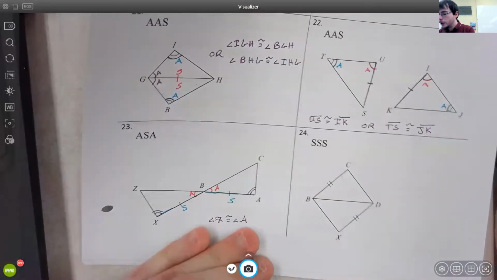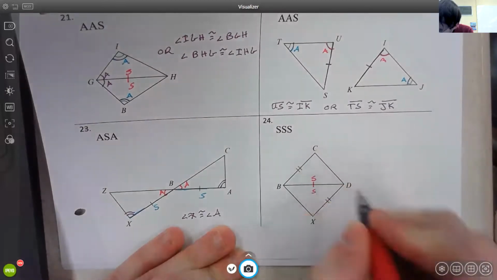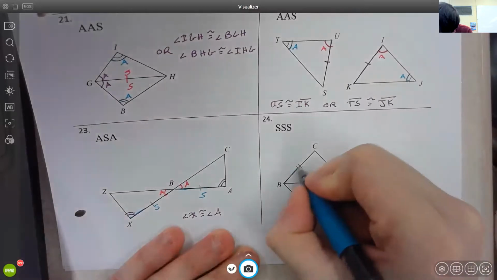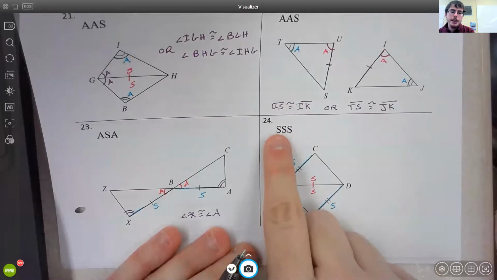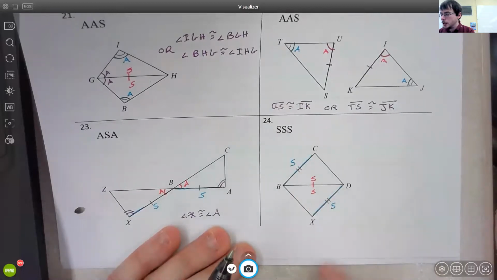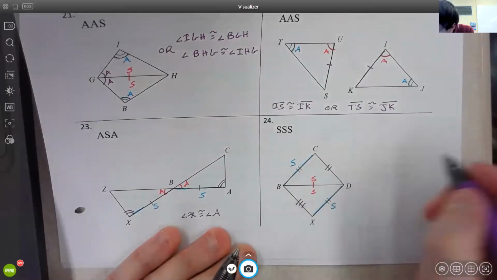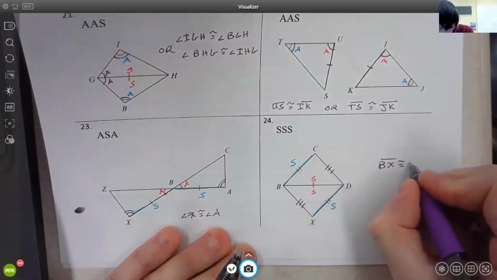And then 24, we have a shared pair of sides here to give us one pair of the sides. Then we have another marked here. And it wants us to do it based on side, side, side. We already have two of the sides marked, so we need the other two sides to be marked congruent. And to do that, we would have to have BX be congruent to DC.